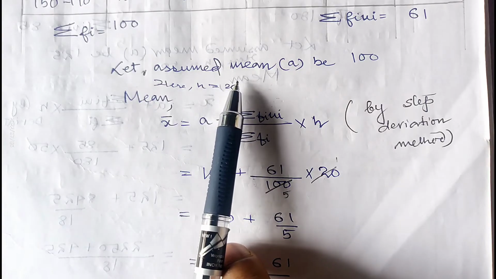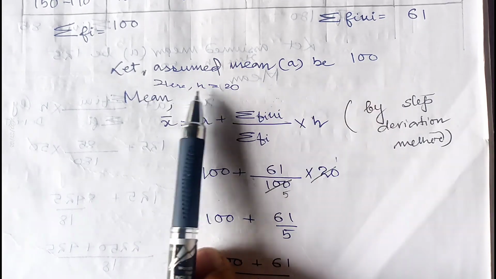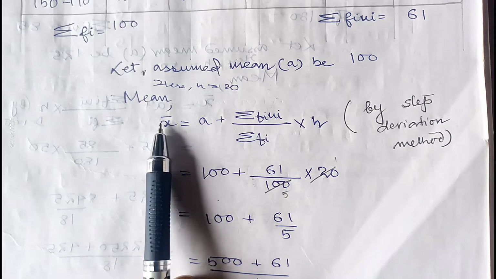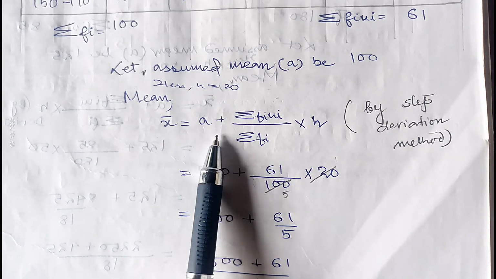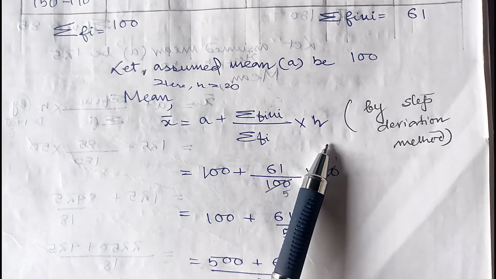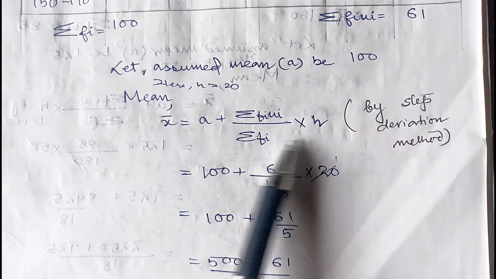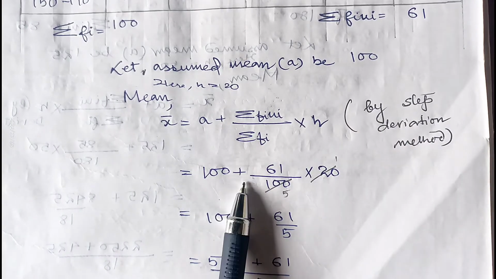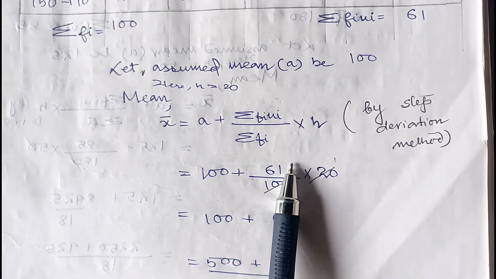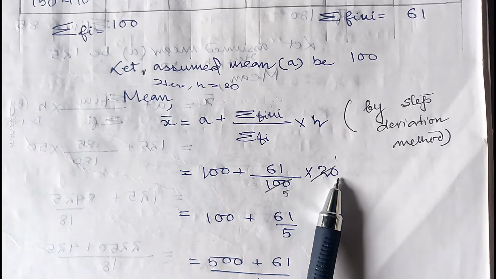As we have considered 100 to be the assumed mean, we write: let the assumed mean A be 100, and the class size, which is given, h equals 20. Now mean x bar equals A plus summation Fi Ui by summation Fi into h. This is the formula that we use to calculate the mean in the step deviation method. So A here is 100 plus summation Fi Ui, which we got as 61, by summation Fi, which is 100, into class size 20.